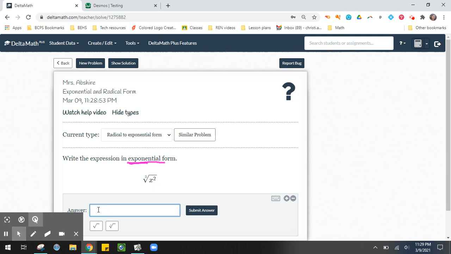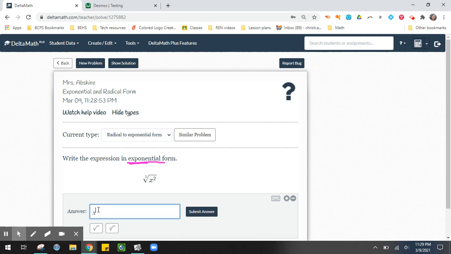So I'm going to type in my base x, then I'm going to do Shift 6 so my cursor goes up. Remember, flower power goes on top, so my power is 2. And then the root goes on bottom. I just use the slash or divide to get to the 3.